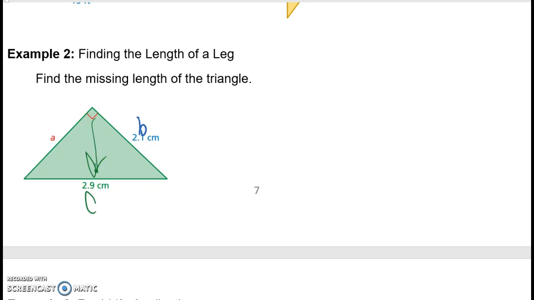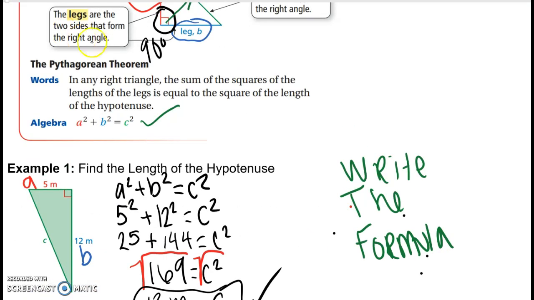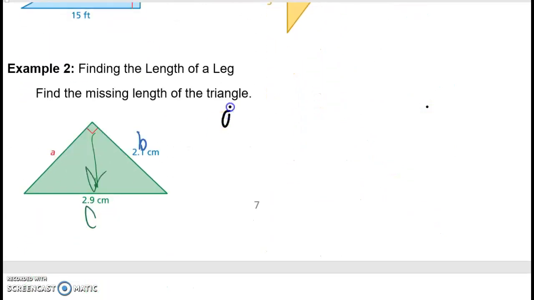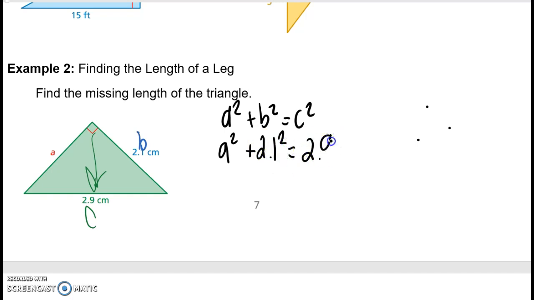So we know the first step is write the formula, WTF. I'm going to do a squared plus b squared equals c squared. I'm going to now substitute. My a we do not know, so I'm keeping my a. My b we know, it's 2.1, and my c we know, 2.9.